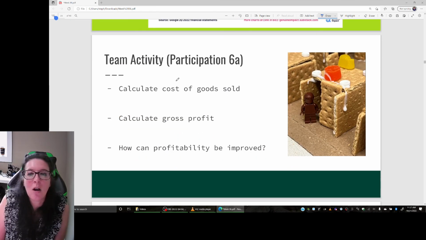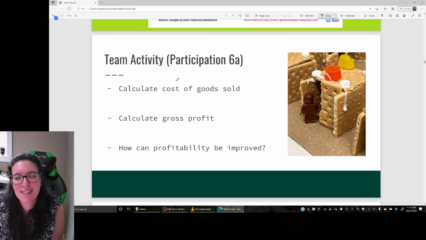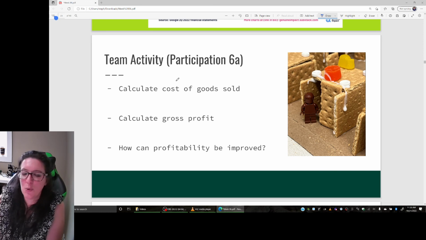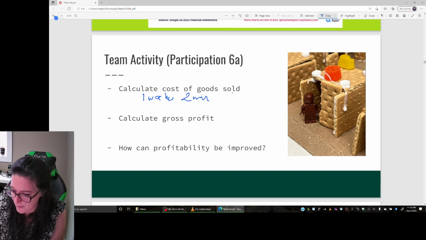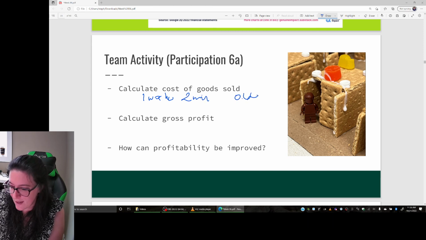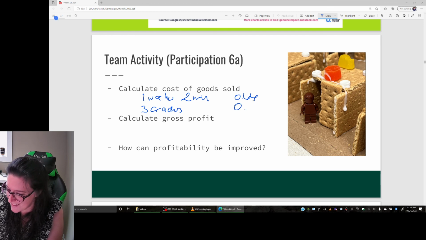So if you're working along on our gingerbread house that we've been working on for the last couple weeks, take a moment to calculate the cost of goods sold. So how much did it cost for you to make your gingerbread house? So what are the costs that are tied to your production? So for me, I had one worker working for 2 minutes. So that was 66 cents. I had 3 crackers or cookies. They were 10 cents each. So that's 30 cents.